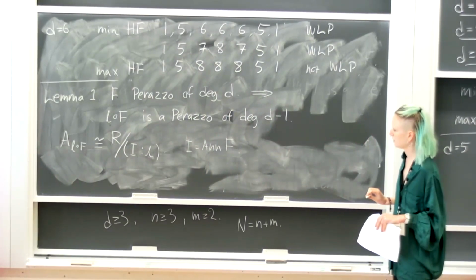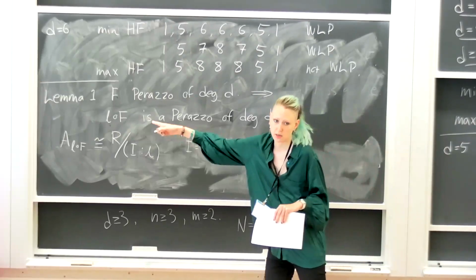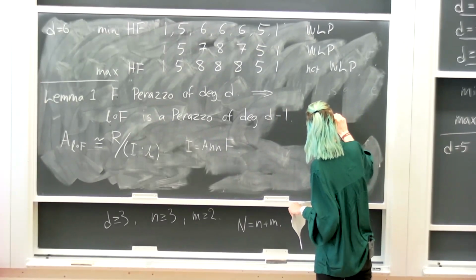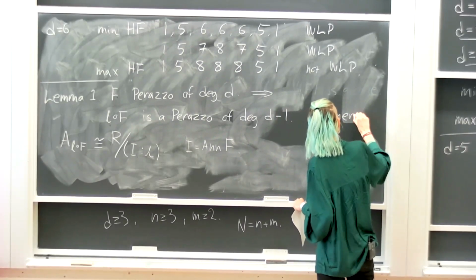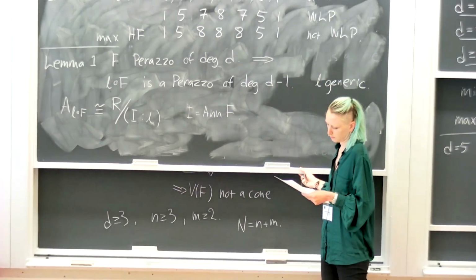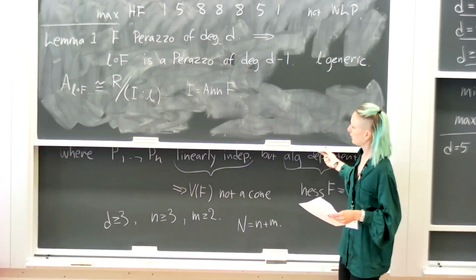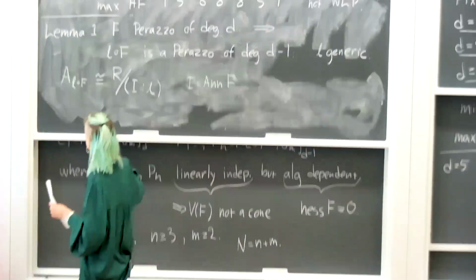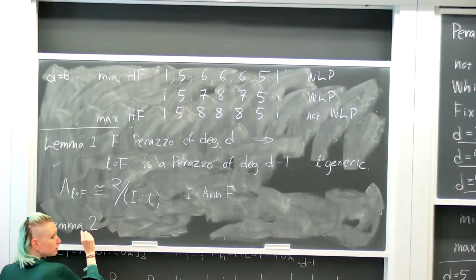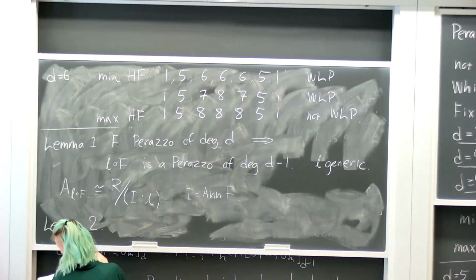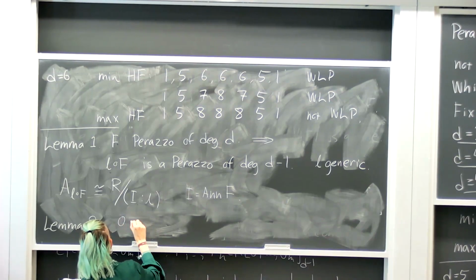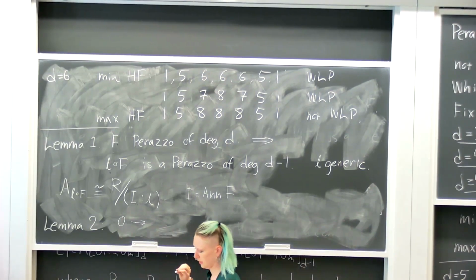This L has to be a generic linear form. You cannot take any. It has to be generic. Okay, that's lemma 1. And we have a second lemma which says that the following is an exact sequence.